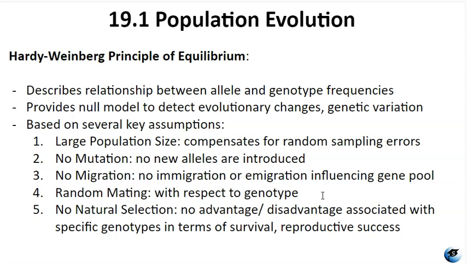Random mating, so it's assuming that mating within the population occurs randomly with respect to genotype, meaning individuals do not preferentially choose mates based on their genotype. And then there's an assumption of no natural selection. So no advantage or disadvantage is associated with specific genotypes in terms of survival and reproductive success. So if a population is in Hardy-Weinberg equilibrium, all of these things are true.